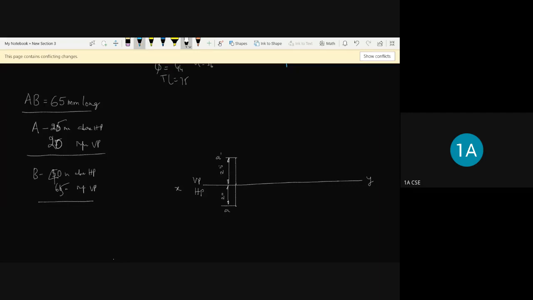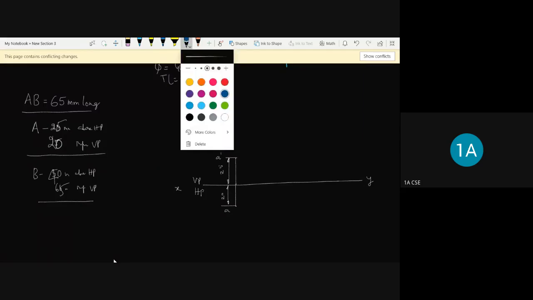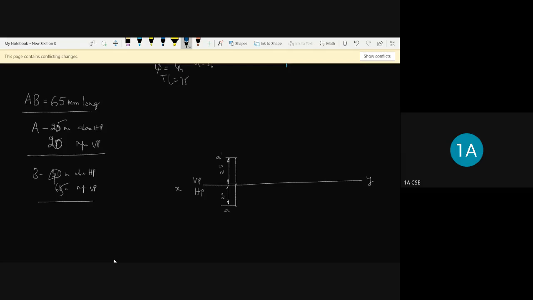Now B dash is 40 mm above HP, but we don't know exactly where the point B lies. So we draw a locus line of B dash from the reference line XY. From the reference line XY, we draw the 40 mm. Somewhere it lies like this, so this is the locus of B dash.